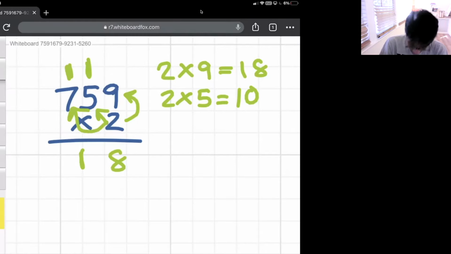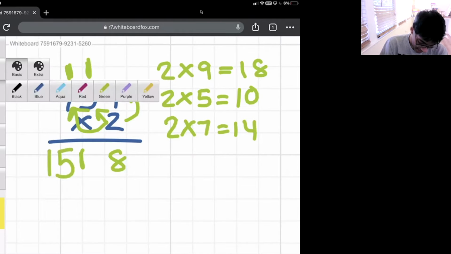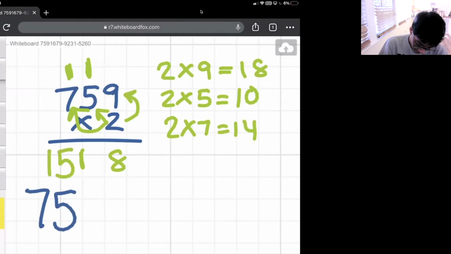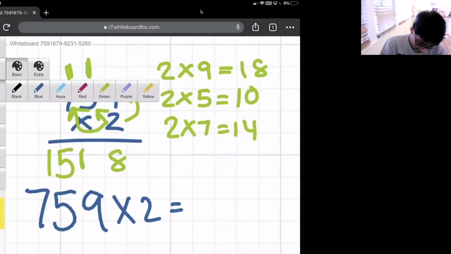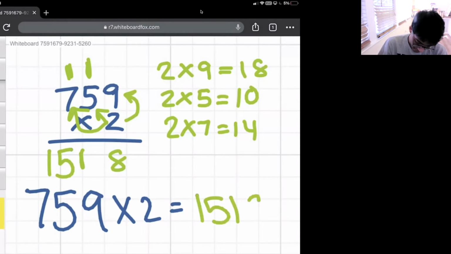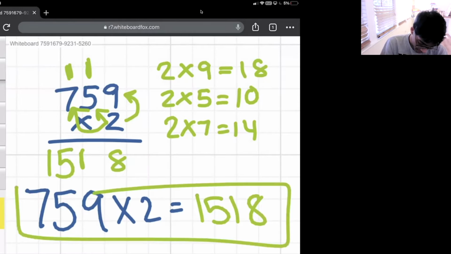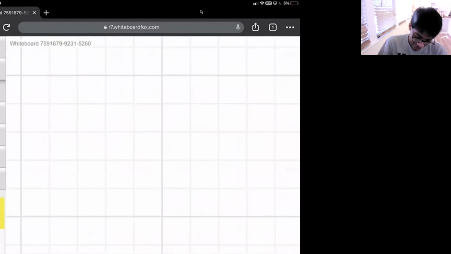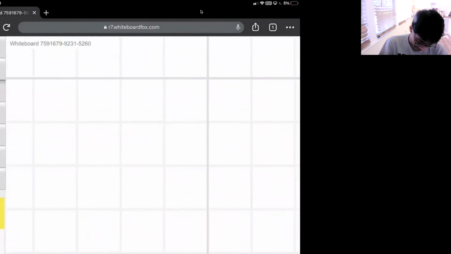times 7. So 2 times 7 is 14, right? 2 times 7 is 14. Add this 1, we get 15. And so the answer is 759 times 2 is equal to 1518.